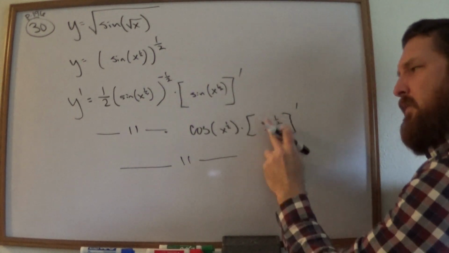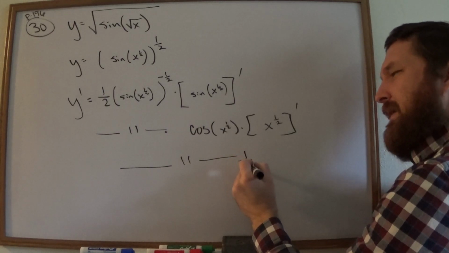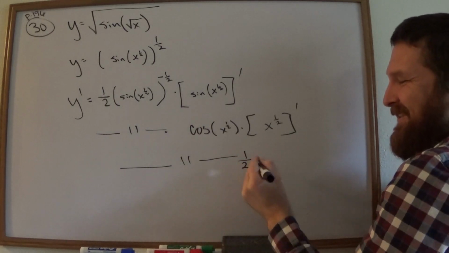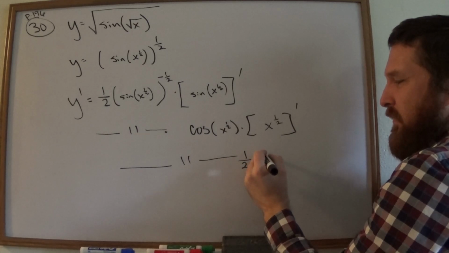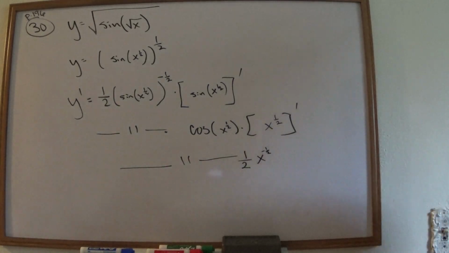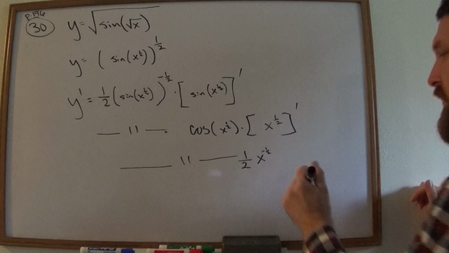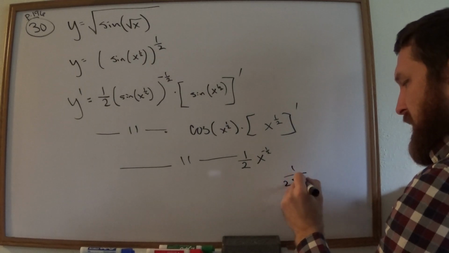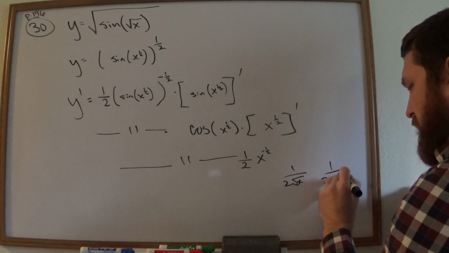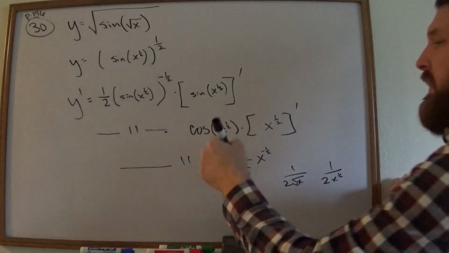So what happens here? How do we do this? There's a couple ways you could do it, right? You could just say 1/2 x to the minus 1/2, like that. That's a perfectly good answer. Or 1 over 2 root x, or 1 over 2x to the 1/2. It all means exactly the same thing. So I'm going to go ahead and write this.